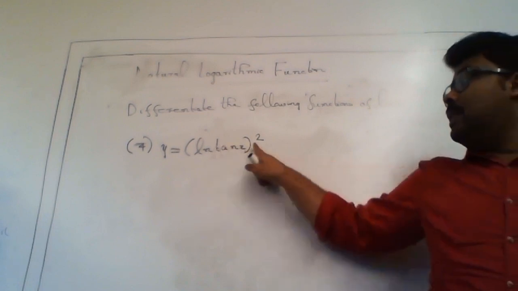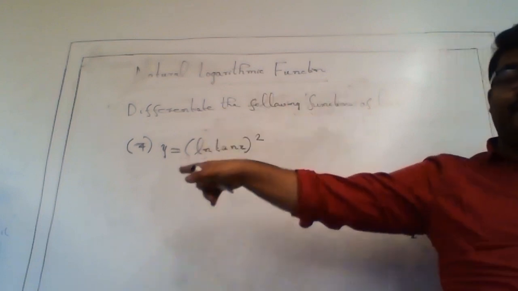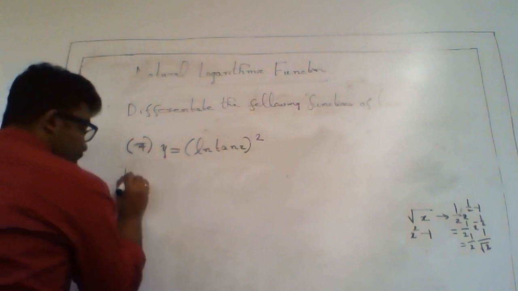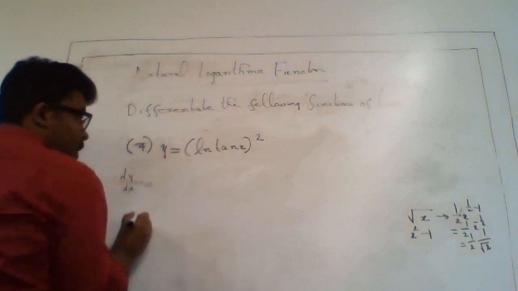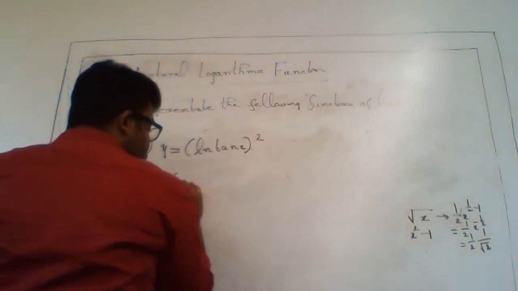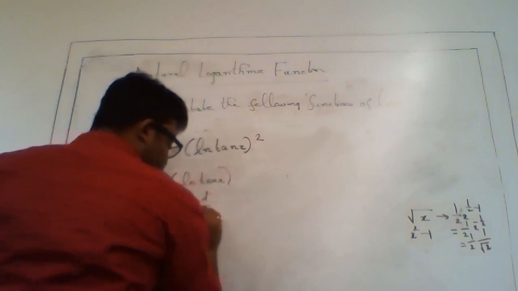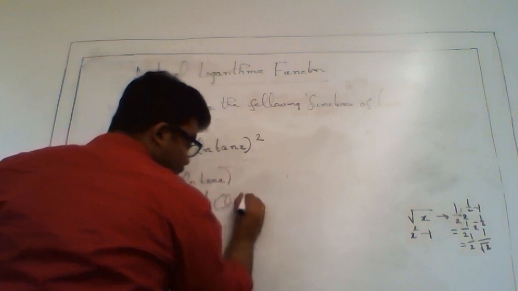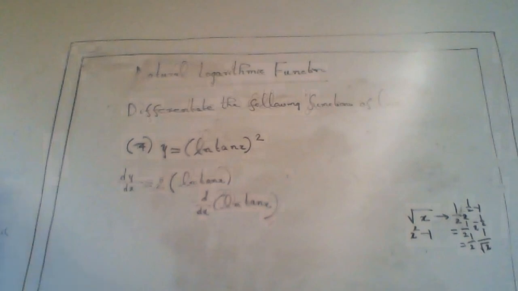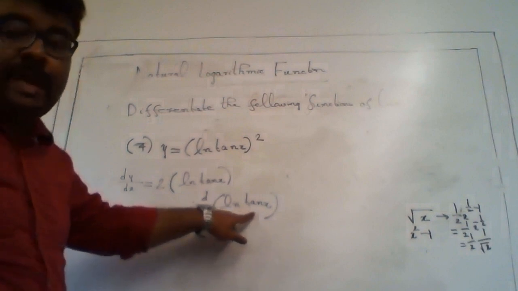So it should be 2 times what is inside, which is ln 10x, then the derivative of the inner function. So here dy/dx is equal to 2 times whatever is inside, because the derivative of x squared is 2x, so 2 times ln 10x times the derivative of ln 10x, right?